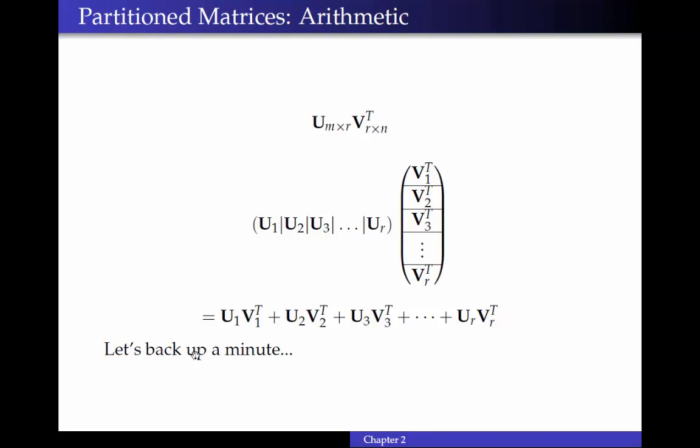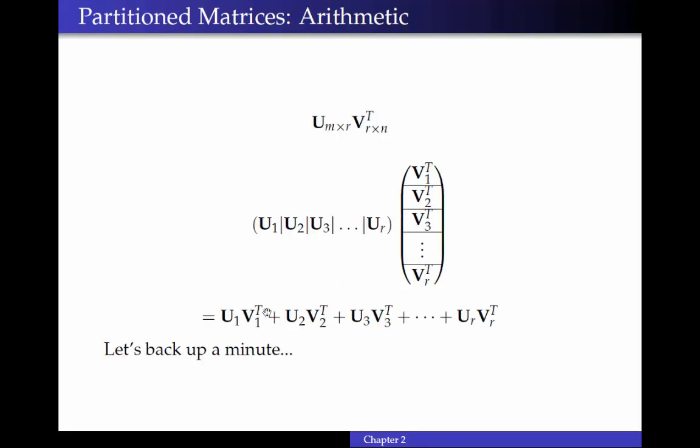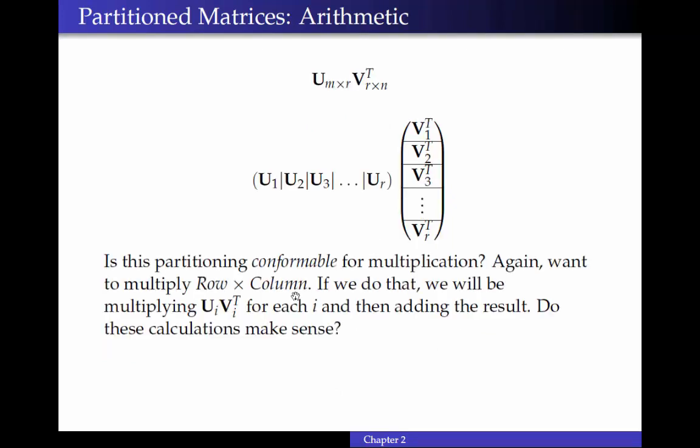Now let's back up a minute. Let's just talk about whether or not this partitioning is conformable for multiplication. What are all these terms right here? Because I know if I multiply a U that's M by R and a V that's R by N, that result should be an M by N matrix. So I need to make sure that this result that I'm getting is an M by N matrix. So again, we want to multiply row by column, and if we do that, in this case, we're going to be multiplying these UI's times the VI transpose for each I, and then we're going to add up the result like we just saw. Do these calculations make sense?